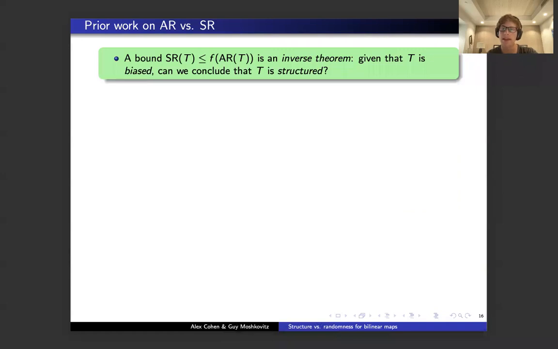So we know that the analytic rank is always bounded above by the slice rank. So in other words, if a tensor is structured, then it must also be biased. A bound in the other direction, so a bound for slice rank in terms of analytic rank, fits the prototype of an inverse theorem in additive combinatorics. So the question is, given that a tensor T is biased, can we conclude that it has some structure?